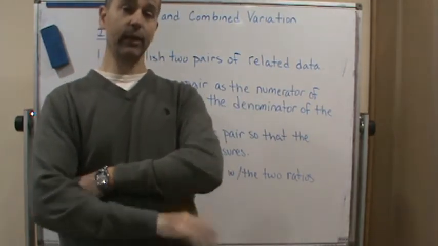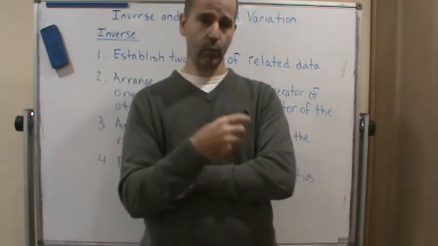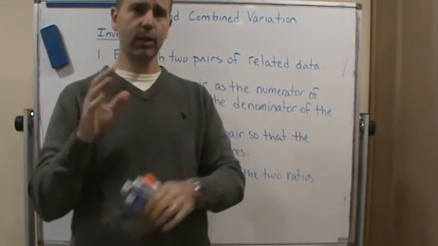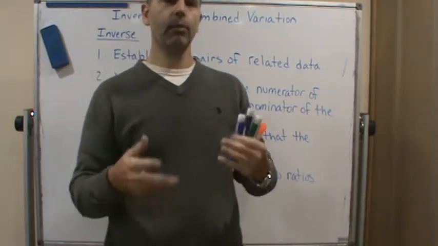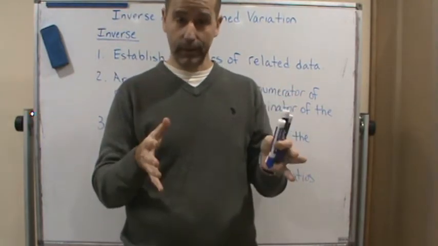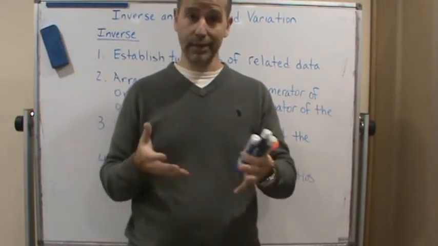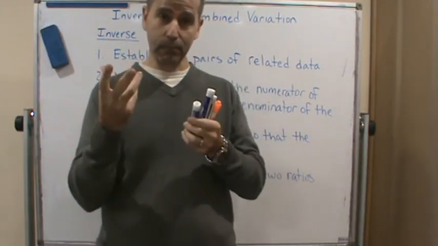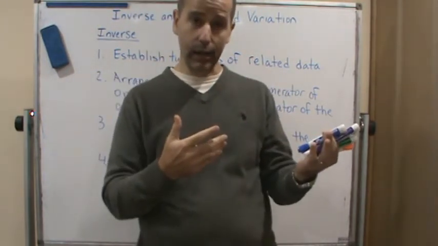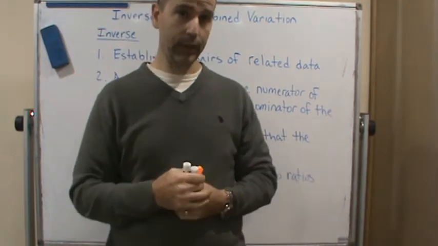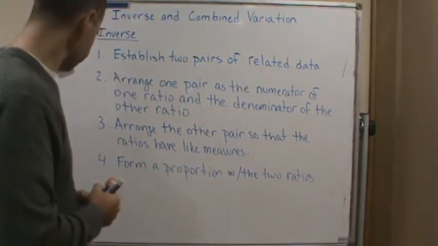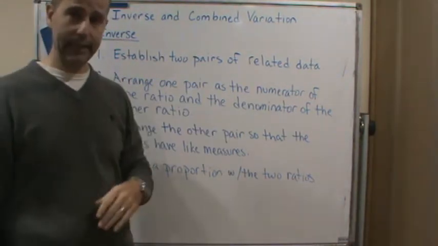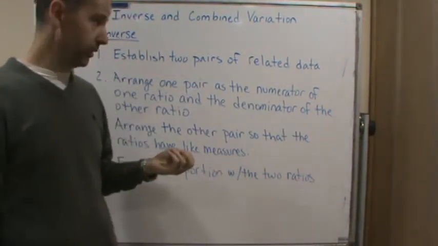Now, if there is inverse variation, then we set it up differently. So we're still going to set up two proportions, but we're going to set them up differently for inverse variation type problems. So make sure that you read the problem carefully, because if you set it up wrong, your answer is going to be wrong. Okay? So here are the steps. The first thing we're going to do is establish the two pairs of related data, just like we did with direct variation.